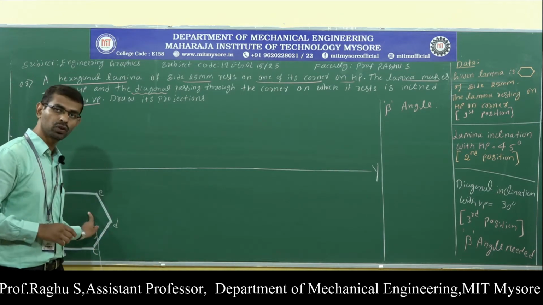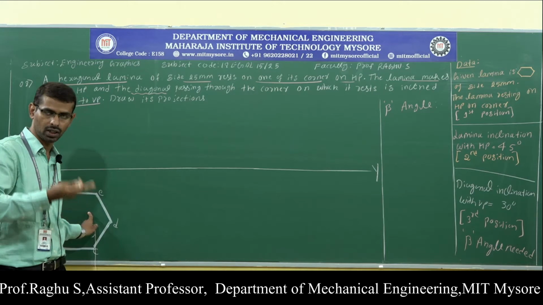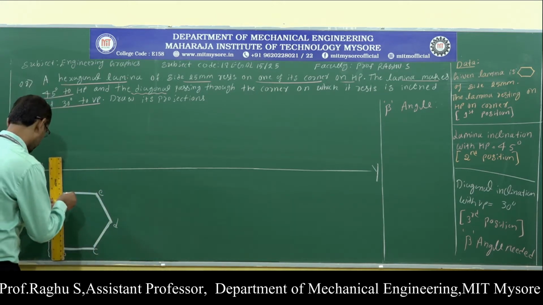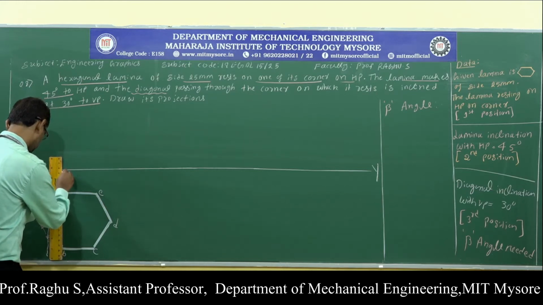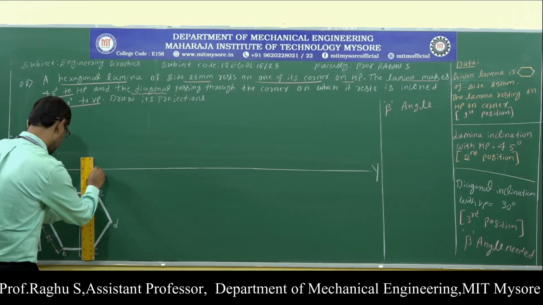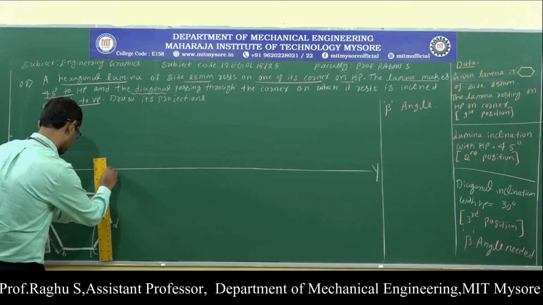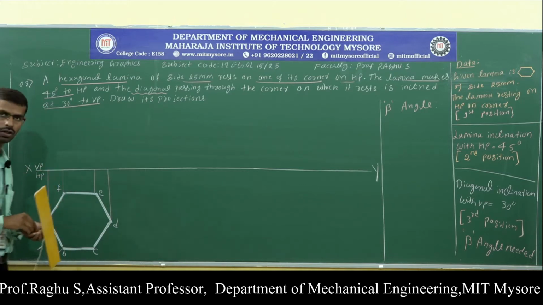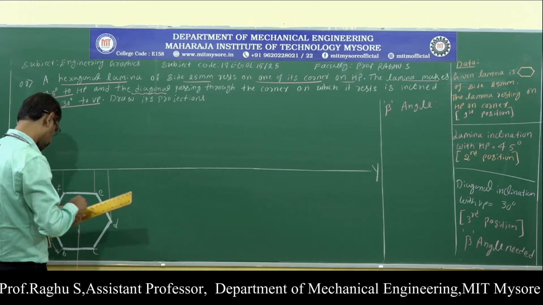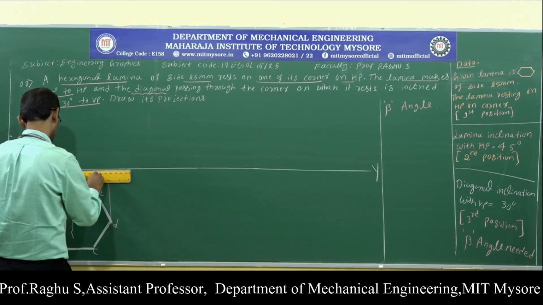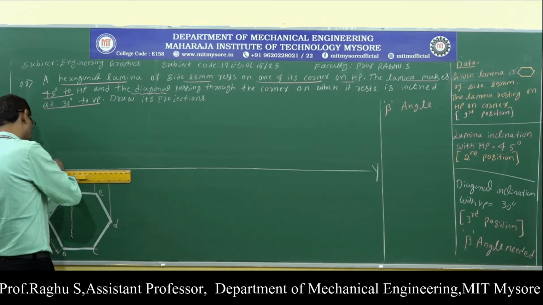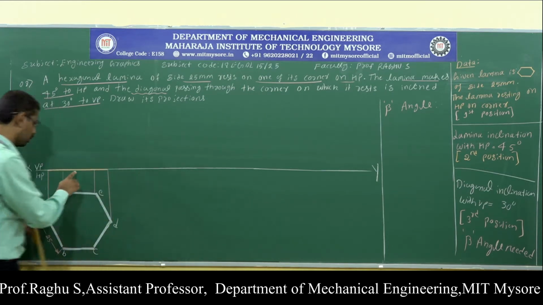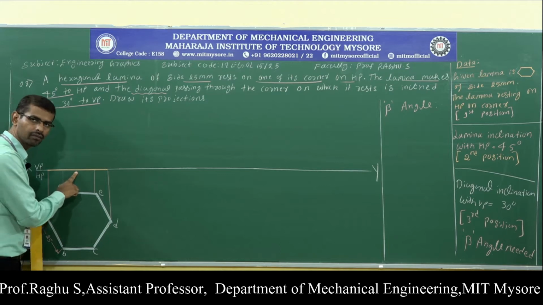After completion of the first position top view, to get the front view, draw vertical projections from all the corners to the XY line. Draw vertical upward projections from all the corners using thin lines to get the front view. So this is the front view of the hexagonal lamina.